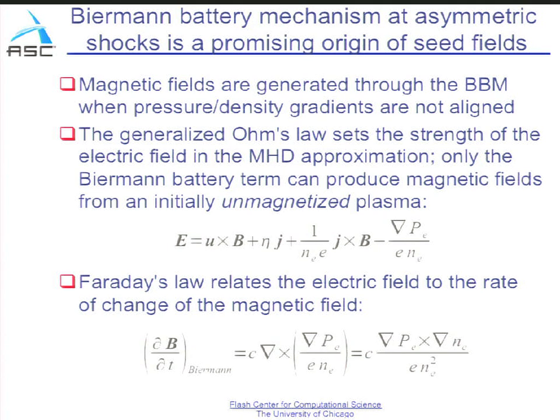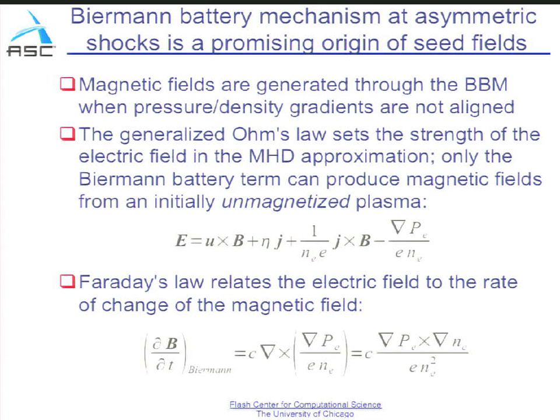And microscopically, really what's happening is when you have these large pressure gradients, the inertia for the electrons in the plasma is much less than it is for the protons. And so the electrons are accelerated relative to the protons, and there's a drift current of the electrons that results, and that's really the source of the electric field and therefore the magnetic field.